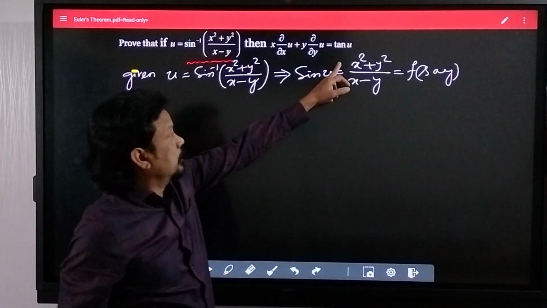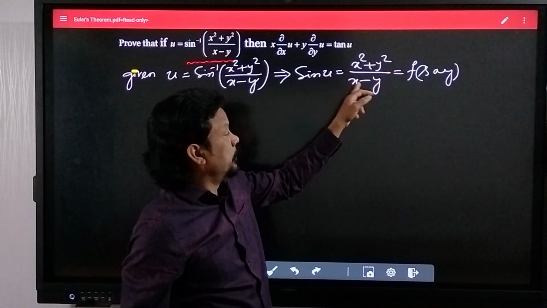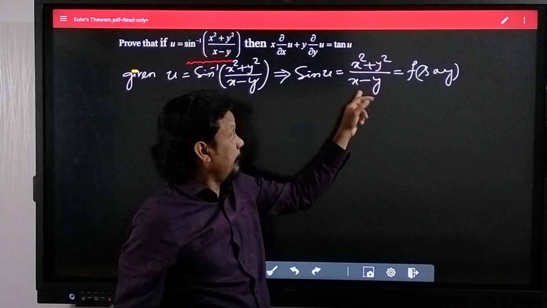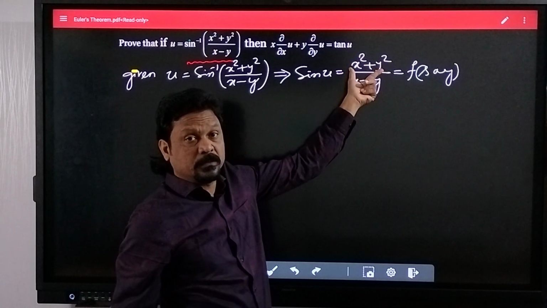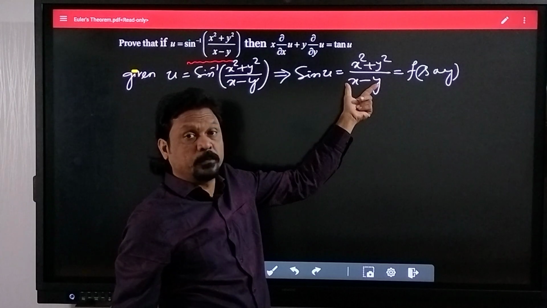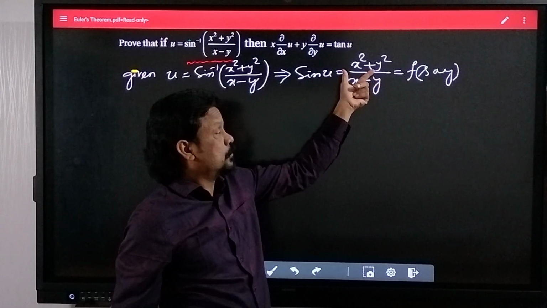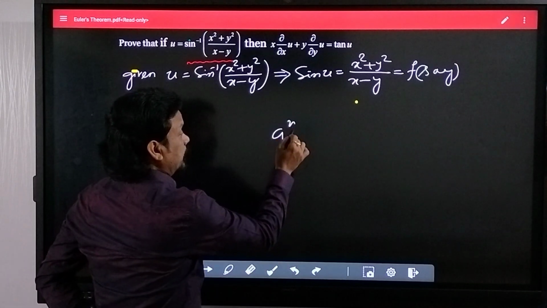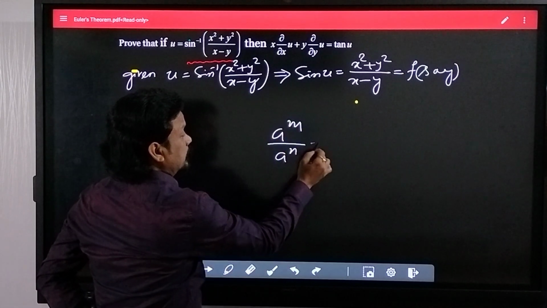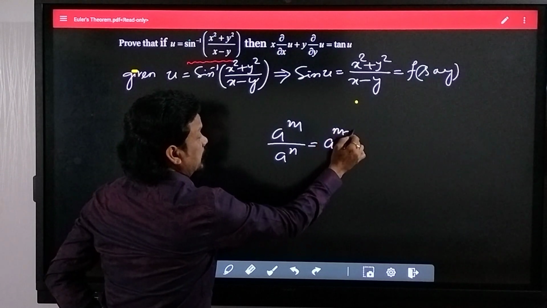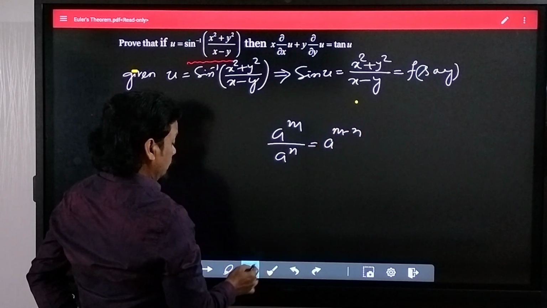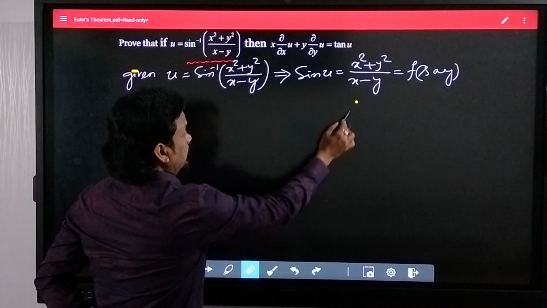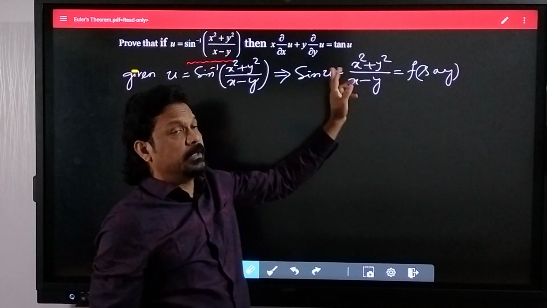Now the numerator is of degree 2 and the denominator is of degree 1. So 2 minus 1, it is of degree 1. The numerator is homogeneous of degree 2 and the denominator is homogeneous of degree 1. So 2 minus 1. That means I am applying the formula a to the m by a to the n is equal to a to the m minus n. Clear? So the degree of numerator is 2 and the degree of denominator is 1. So 2 minus 1 is equal to 1.